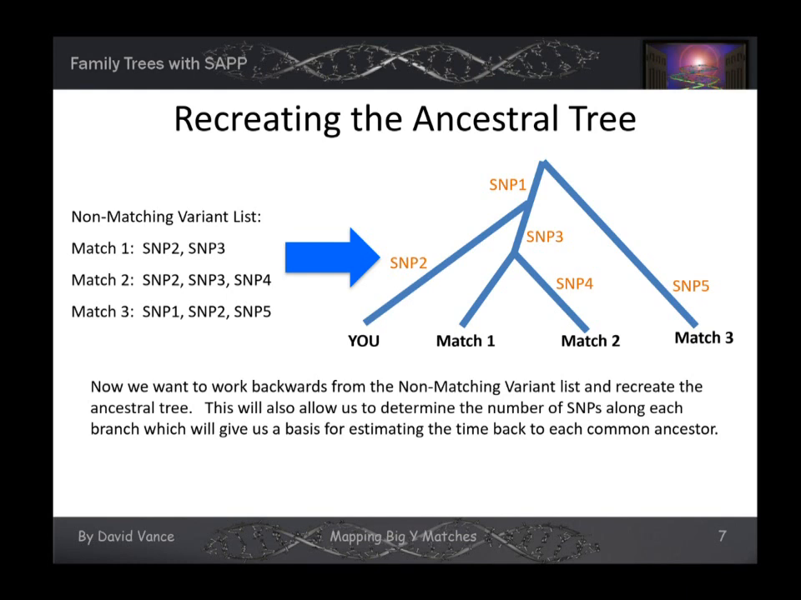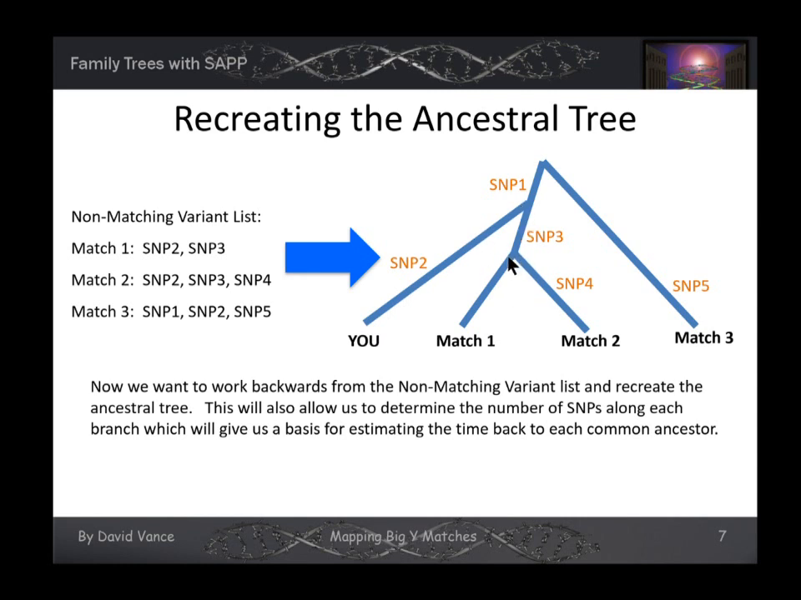So we're taking basically this non-matching variant list on the left, and we're recreating the tree on the right from it, and the SNPs that have occurred on each line. This will allow us not only to determine which SNPs occurred on whose lines, but it'll also allow us to then try to do an estimate for the time back to each of these common ancestors.